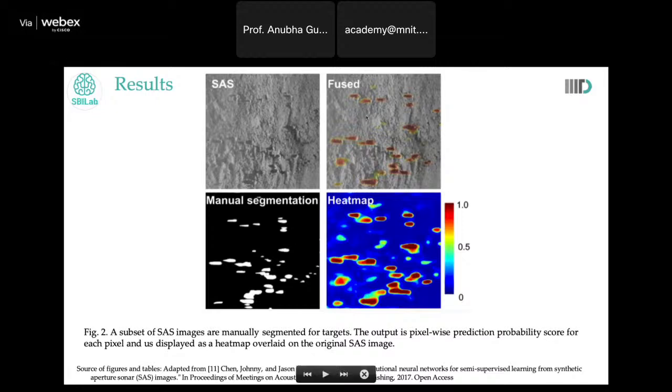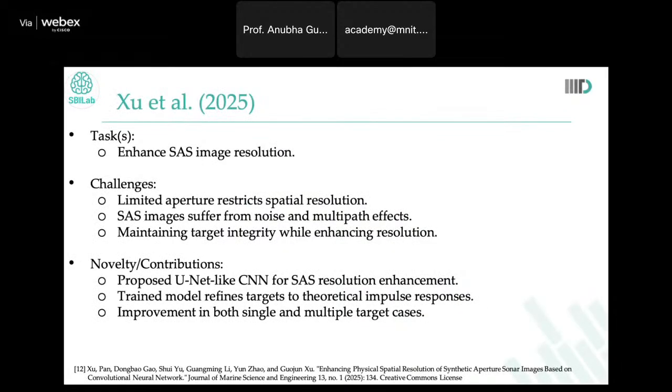And then once we do this, whatever segmentation we have done, when we fuse it over the original SAS image, now we can clearly see where the objects are. And if we look at the heat map, which is the visual saliency or GradCam, it can also say what it has seen, based on which it is identifying the objects. So you can see that they have really done a good job.